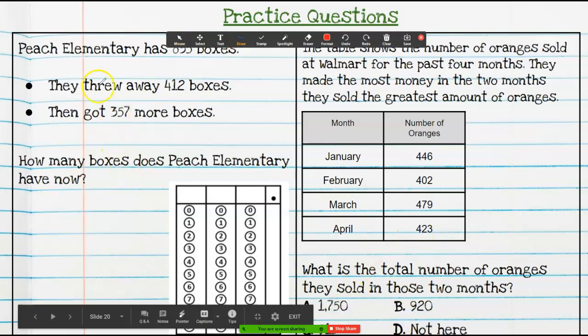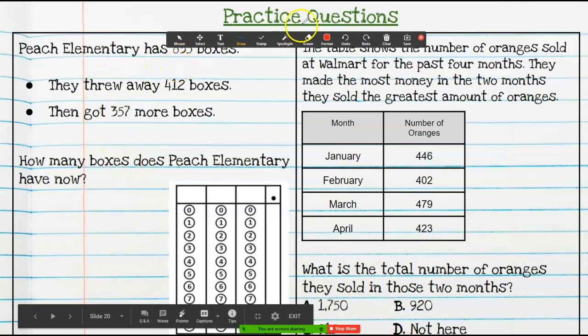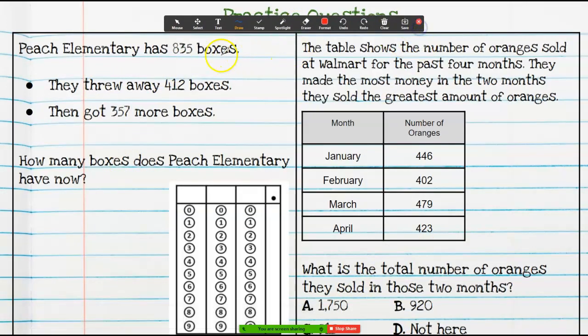All right. Peach Elementary has 835 boxes. They threw away 412 boxes, then they got 357 more. How many boxes does Peach Elementary have now? So this is a two-step problem. Okay, so I started with 835.